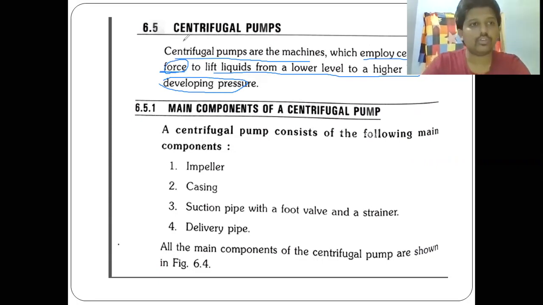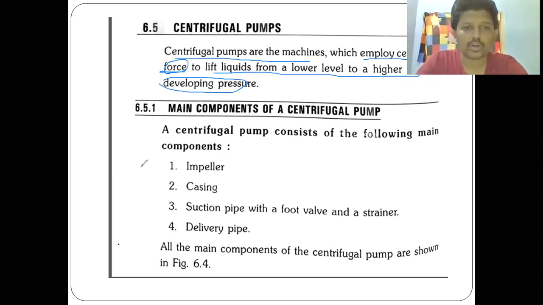What does this centrifugal force mean? Force moving away from center is defined as centrifugal force. Oh, sorry. Force coming towards center is defined as centrifugal force. We have two types of forces, centripetal force and centrifugal force. Centripetal force is moving away from center. Centrifugal force is coming towards the center. So that is what centrifugal force is. Now we are employing this centrifugal force and bringing the water from lower level to higher level. That is what a centrifugal pump is.